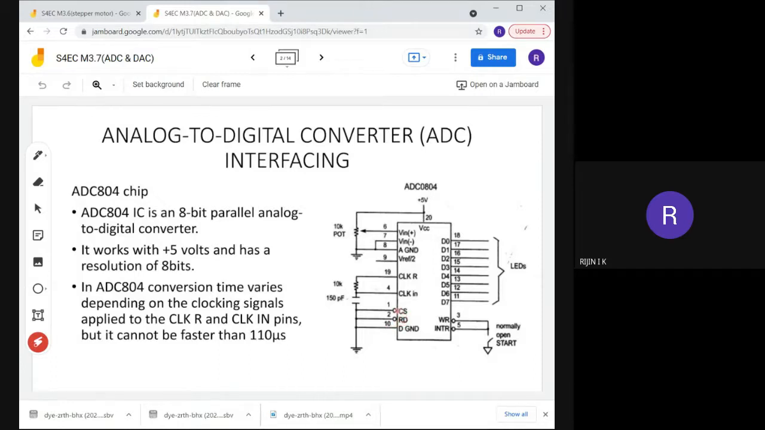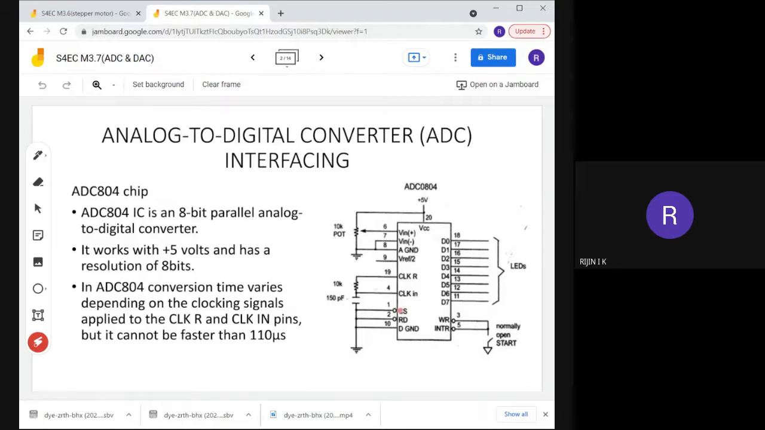So that is what the RD pin is. The CS pin is used for chip selection, and the RD pin is used for what? The RD pin is used to read the data, after completing the conversion.